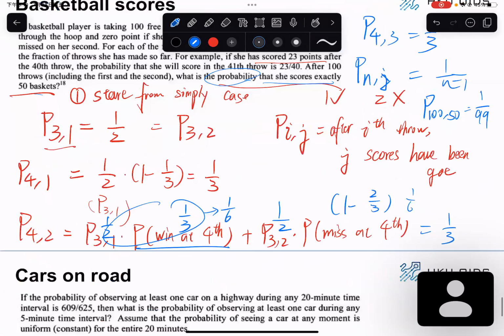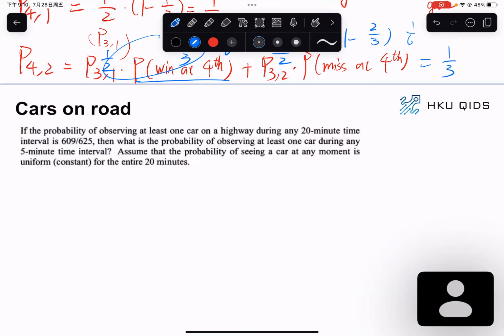So now let's go to our last question, cars on road. If the probability of observing at least one car on a highway during any 20-minute time interval is 609/625, then what is the probability of observing at least one car during any 5-minute interval? So assume that the probability of seeing a car at any moment is uniform for the entire 20 minutes.